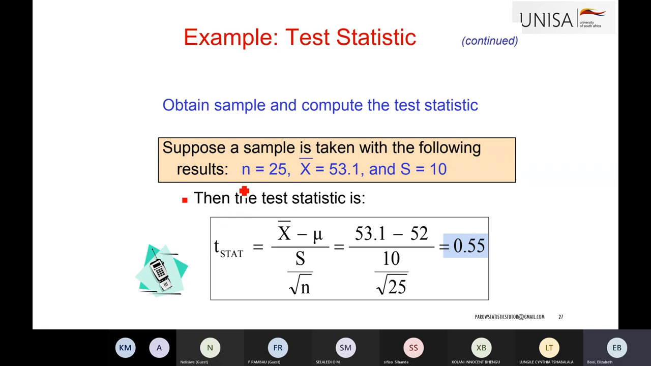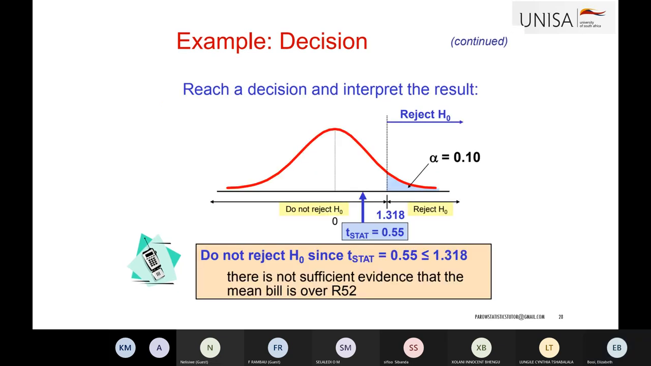Substitute the values. We were given what the mean is, our n, and our population mean was given in the question. It was 52, remember? And our standard deviation is 10. Our square root of n is 25. Substitute into the formula, calculate, we get 0.55. Now let's go make the decision.